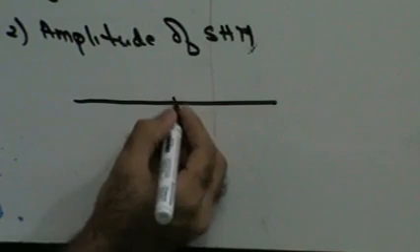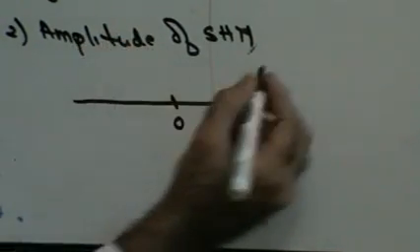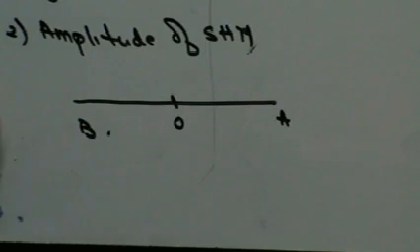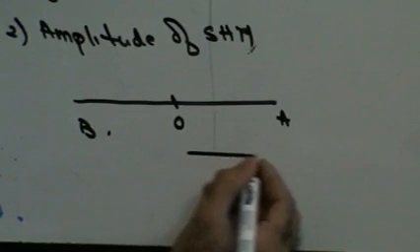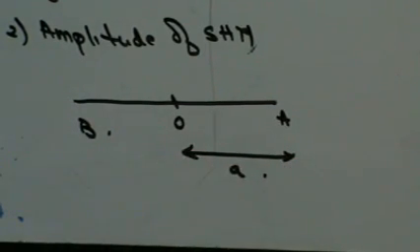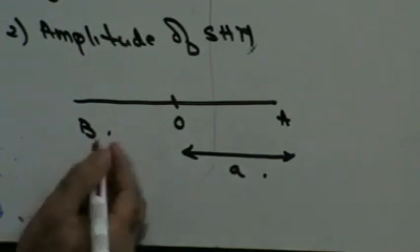Now, let's assume that a body is moving along SHM. This is the mean position. This is my positive extreme. This is my negative extreme. The maximum distance that a body would cover from the mean position would be called its amplitude, the maximum distance from its mean position on either side.